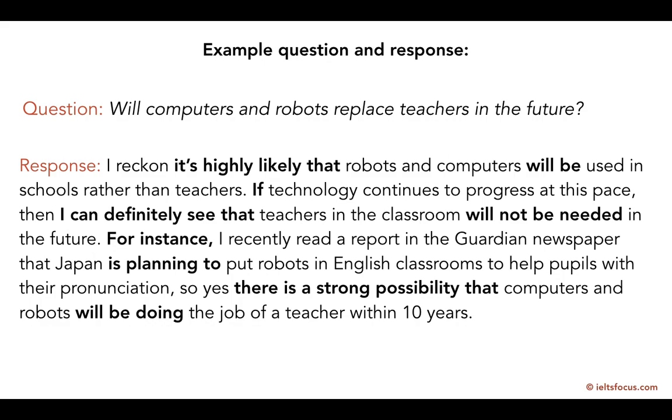And you can see the way I've used the language: highly likely, I can definitely see, a strong possibility. So when you answer the question, you just need to use the appropriate grammar for that question. You don't have to use loads and loads of different grammatical structures in your answer. It's actually quite simple and quite straightforward.